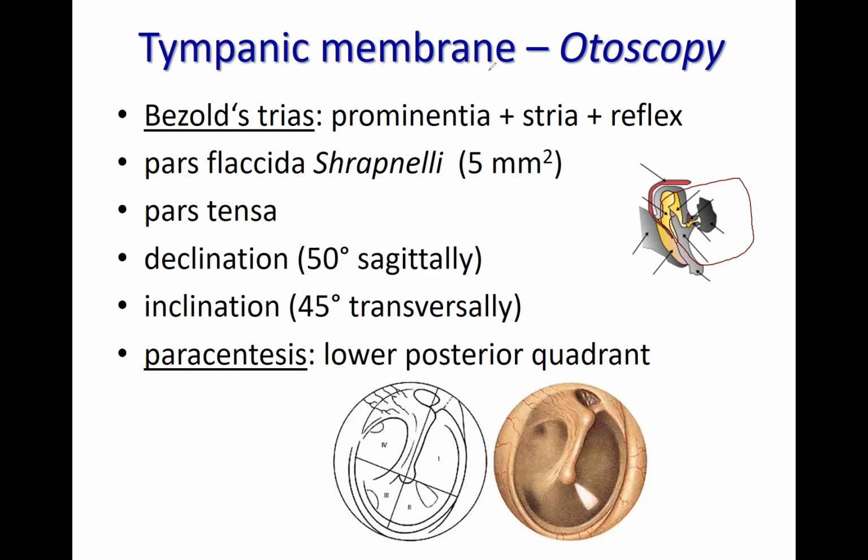The puncture is performed, of course, caudally, because you can see that all three ossicles are located cranially. So you have to perform it caudally, and we perform it here. If we say this is ventral and this is dorsal, we perform it in the lower posterior quadrant here. Not in the ventral quadrant, as this nice cone of light is a good orientation point, so we do not destroy it. So not here, and of course not here, because in this area there are bones behind the tympanic membrane. So in the lower posterior quadrant, and it's called paracentesis, the puncture.